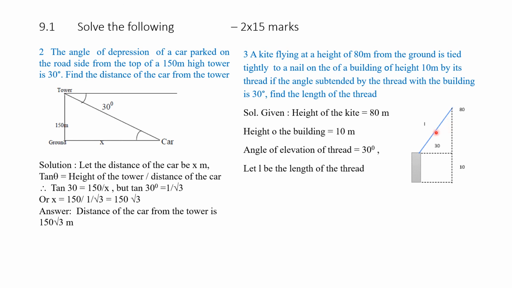Let L be the length of the thread. He is asking us to calculate the length of the thread. Therefore, sin 30 is equal to the opposite side over the hypotenuse. Here the total is 80, and we have to subtract to get the opposite side: 80 minus 10 divided by the hypotenuse L. Now, sin 30 is 1 by 2, which is equal to 70 by L. Therefore, L is equal to 70 into 2, 140 meters.